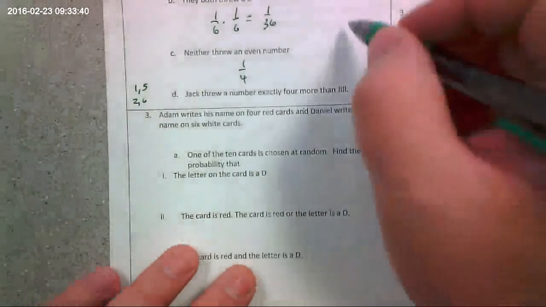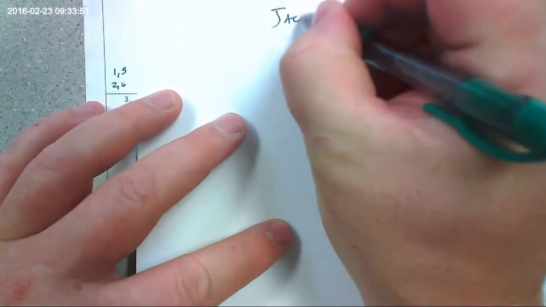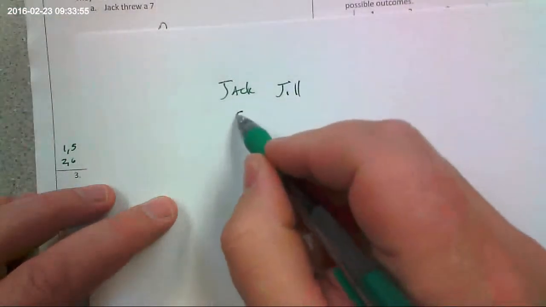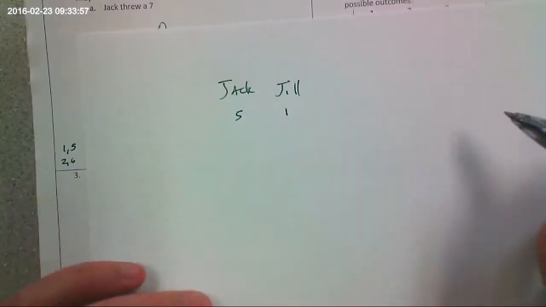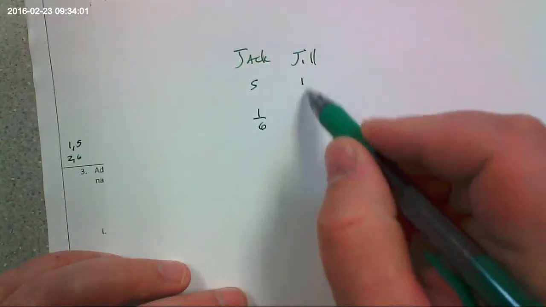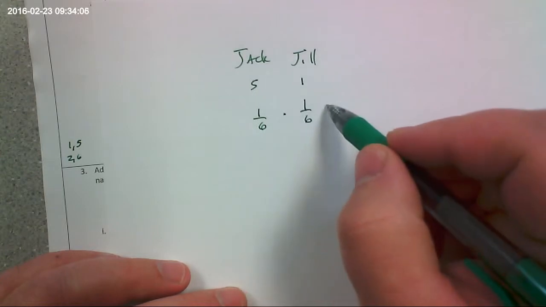Wait a minute. So the probability that, here, I need some scratch paper. The probability that Jack threw a 5, let's talk about Jack and Jill. So we're talking about rolling a 5 and a 1, right? What's the probability he rolled a 5? 1/6. And what's the probability? 1/6. So what's the probability that happened?